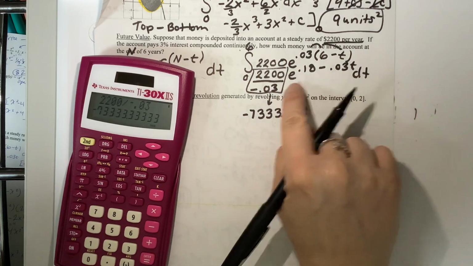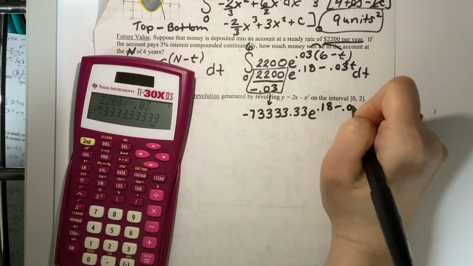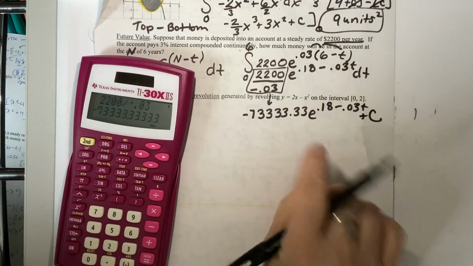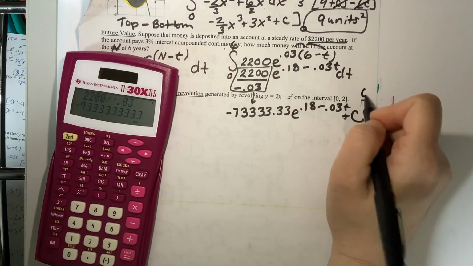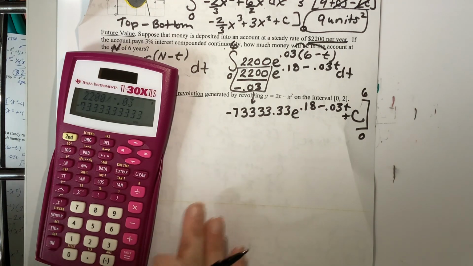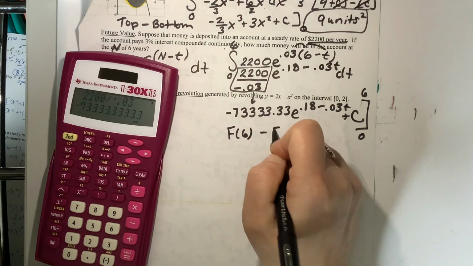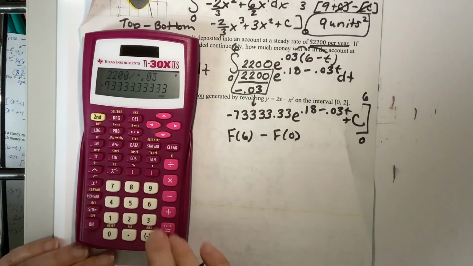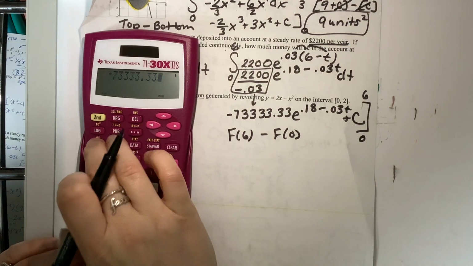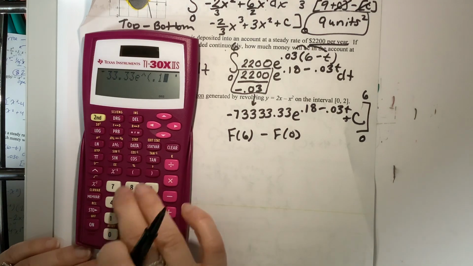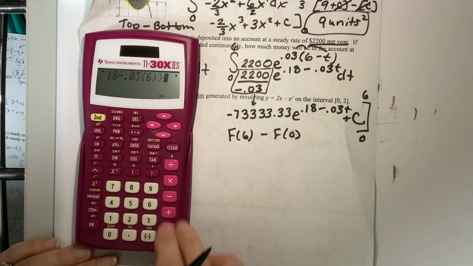Everything else stays the same because it was an e term: E to the 0.18 minus 0.03t plus c. That is your antiderivative. To calculate the total amount of money that would be in that account after 6 years, we have to go from 0 to 6. Fill in a 6, fill in a 0. Negative $73,333.33 times E to the power of 0.18 minus 0.03 times 6.